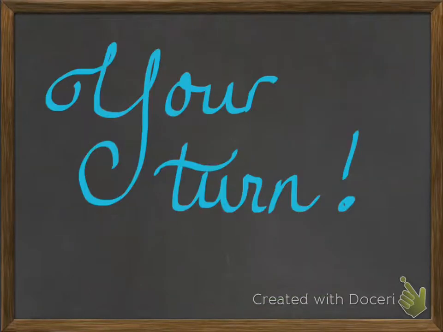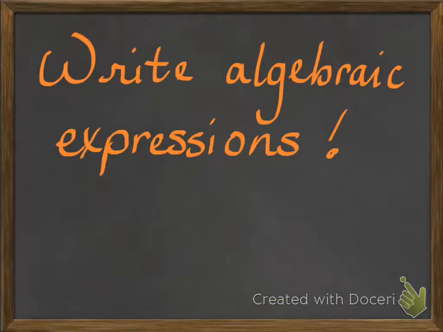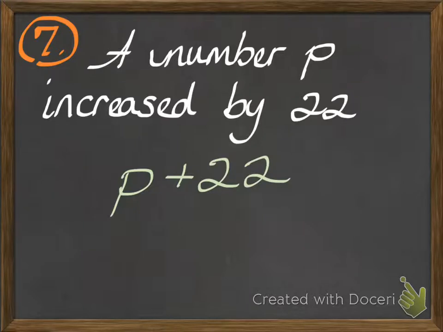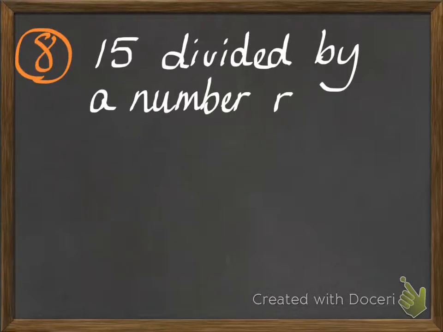Okay, so now it's your turn. Let's see how you do. Write some algebraic expressions. Number 7. A number p increased by 22. Pause the video and then I'll show you what the solution is. Alright, so if you said p plus 22, you got it correct. Good job. Number 8. 15 divided by a number r.